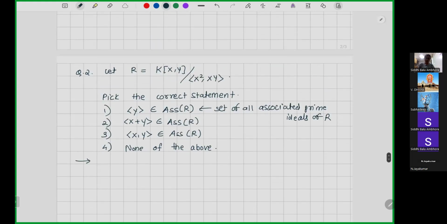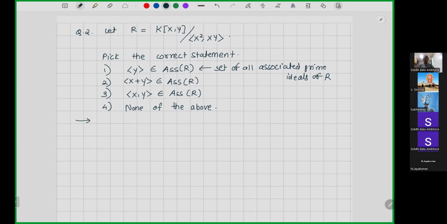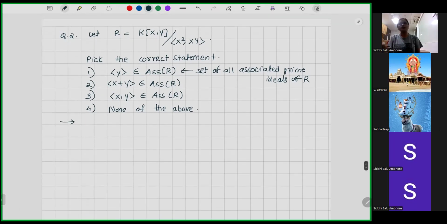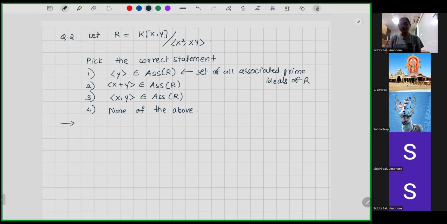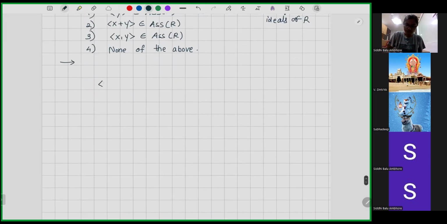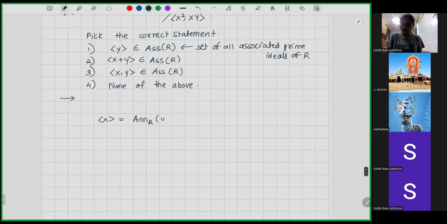So any guesses here? We know what an associated prime is. It has to be the annihilator of some element. Okay, any guesses? Yes, the ideal generated by x is an annihilator because it annihilates the element y. So, is x the annihilator of x? No, it's not the annihilator of x, it's the annihilator of y.